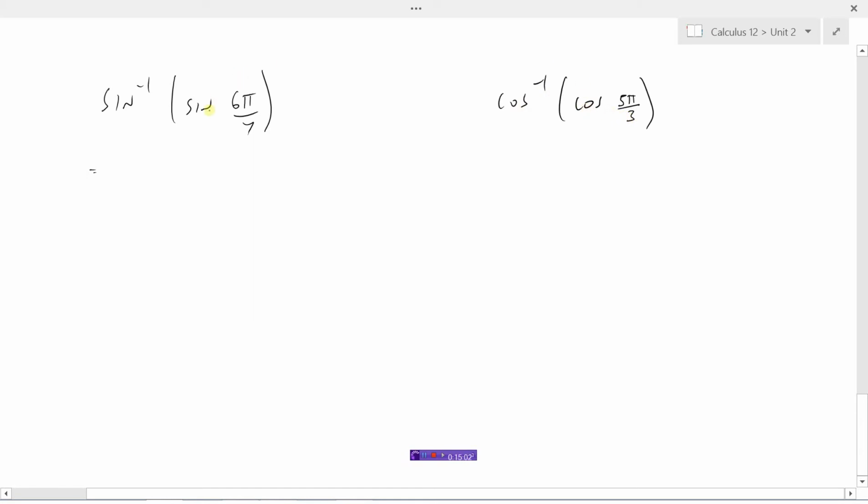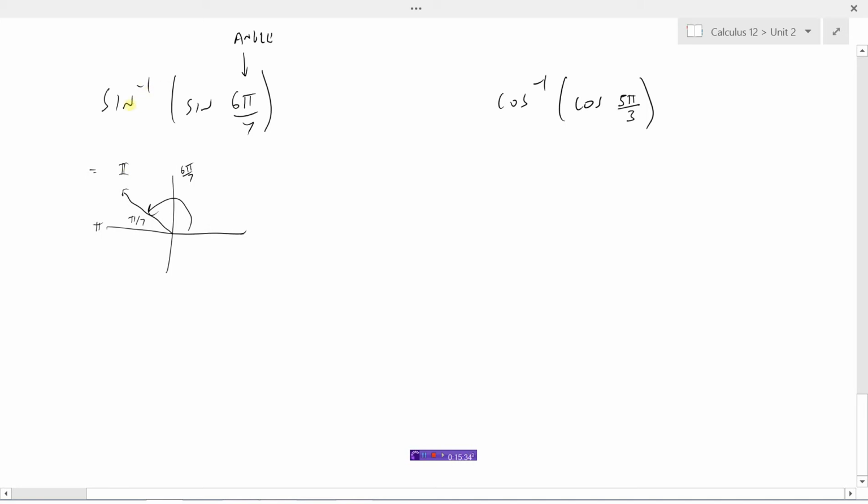So here's what we know. We know the angle, because we're taking the sine of this, so this must be the angle. The angle is 6 pi over 7. That would be right here. 6 pi over 7 would be in quadrant 2 with a little reference angle here of pi over 7, because this would be pi here. So this angle given is in quadrant 2.